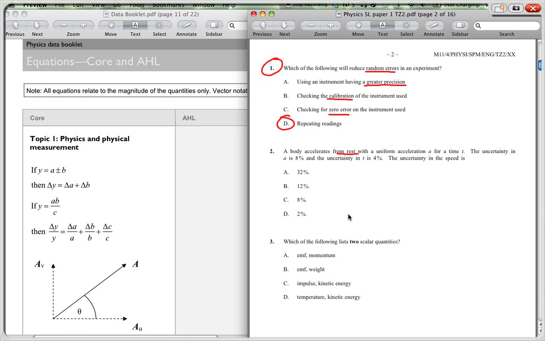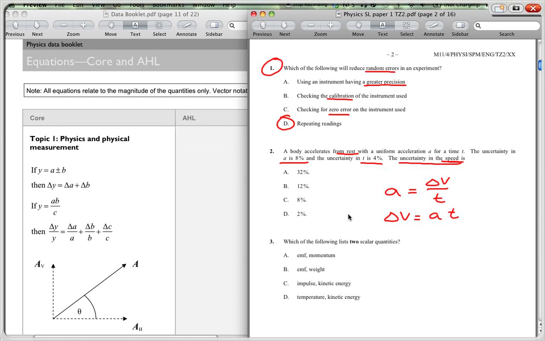Then it says a body accelerates from rest with a uniform acceleration a for a time t. The uncertainty in a is 8% and the uncertainty in t is 4%. The uncertainty in the speed is... Now, we know our general formula for this is that a is equal to our change in velocity over our time. So our change in velocity is going to be our acceleration times time. Here we are looking for the uncertainty in the speed, so we're looking at our final speed, I suppose.